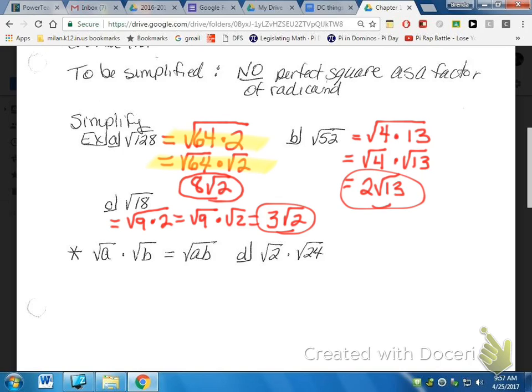So on the flip side, we have this right here. If I have a radical times a radical, then that is equivalent to a radical with a product inside of it. So it's just the opposite of what we just did. So what's going to happen here then is this. Radical 2 times radical 24 would be radical 48.